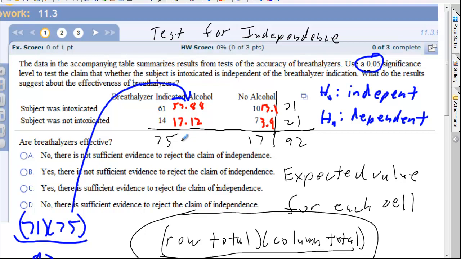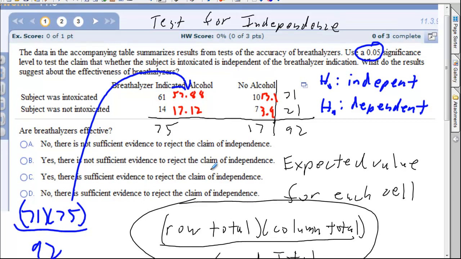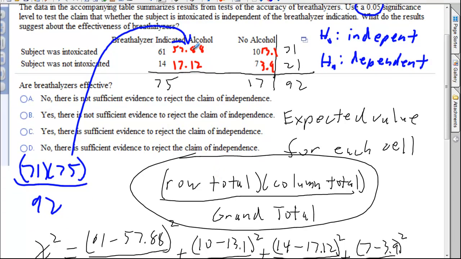So the formula is the same. You want to take your observed minus what you expect, square it, divided by expected. So the question is, how do you find out what you expect here? The way you do that is you take row total, in this row that was 71, times column total, which is 75, divided by grand total, which is 92. So the expected value for this cell is 71 times 75 divided by 92. And do that for each one. For this one, it's 71 times 17 divided by 92. This one here, 21 times 75 divided by 92. And on this one, 21 times 17 divided by 92.